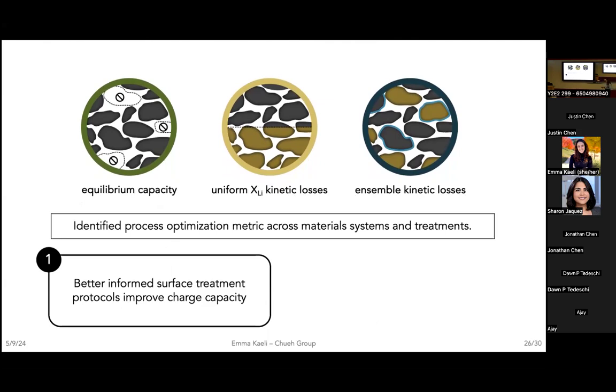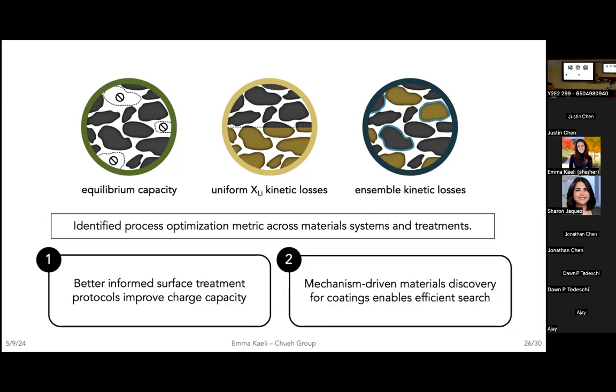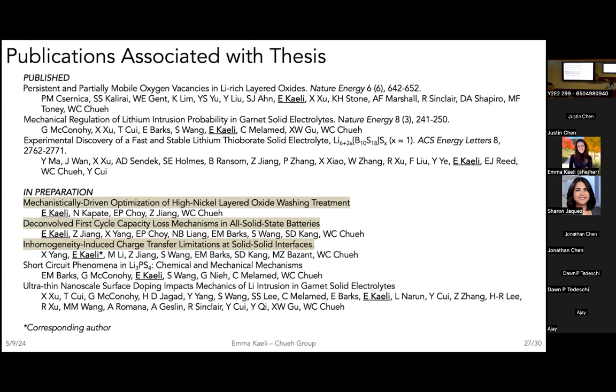Now what we have and can work with are better informed surface treatment protocols that are improving charge capacity, allowing us to eke out that last little bit of capacity because we can optimize against heterogeneity. Additionally, we now have more mechanism-driven materials discovery being enabled by our understanding of how that coating is impacting heterogeneity in our system. I think the last thing is these are the publications associated with this work, with the three highlighted being the ones that I talked about today.